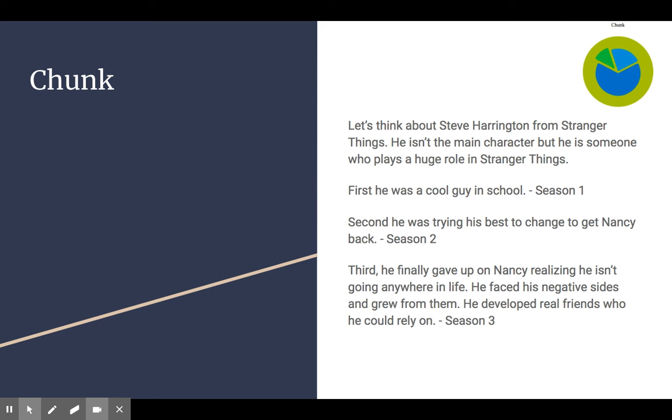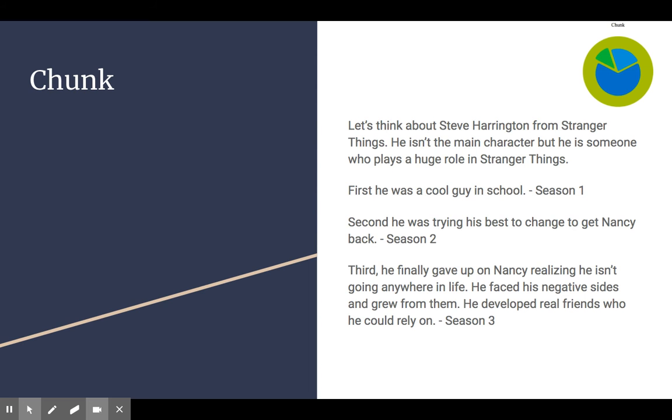However, things start to change in season one, right? He eventually breaks up with Nancy. So then, in season two, he tries his best to get back with Nancy. But that isn't always the case, okay? So he starts to change in his book slash season two, right? He starts becoming friends with younger people. And those younger people are the main characters of Stranger Things, okay? And finally, in book three or season three, he gives up on Nancy, realizing he isn't going anywhere in life. So he starts working at a mall, right?